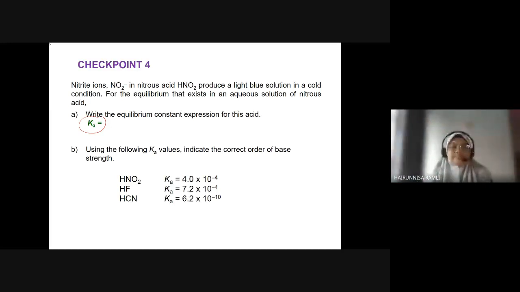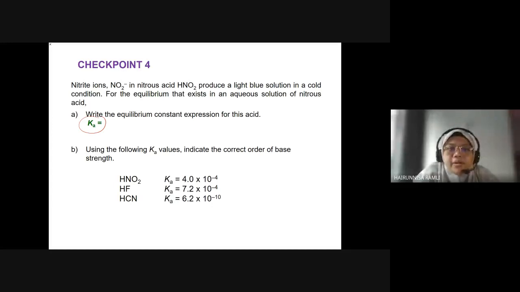Okay, I think you do not have any problem for A, right? Okay, right, the equilibrium constant expression. Okay, dia bagi dalam tu ayat kan. The nitrite ion NO2 minus is in nitrous acid, HNO2, produce a light blue solution in a cold condition. For the equilibrium that exists in an aqueous solution of nitrous acid, right, the equilibrium constant expression.